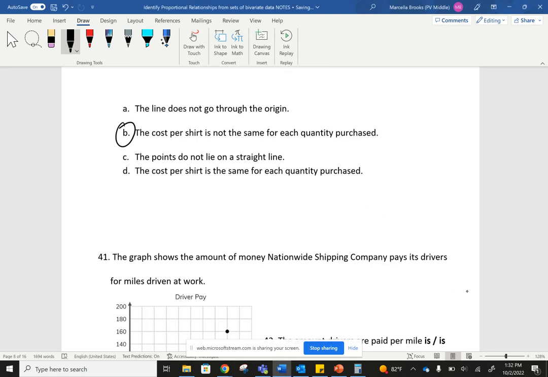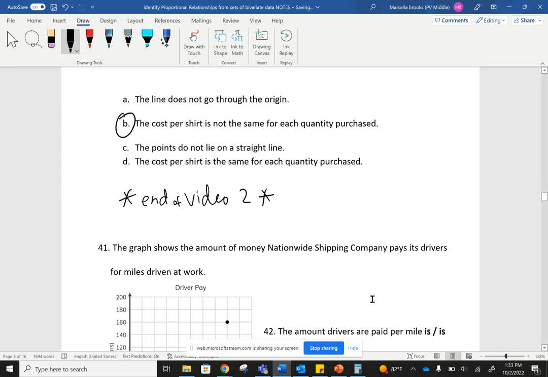All right, so we're going to end video 2. Say end of video 2. Put a star there. And we'll pick it right back up on number 41 in video 3.